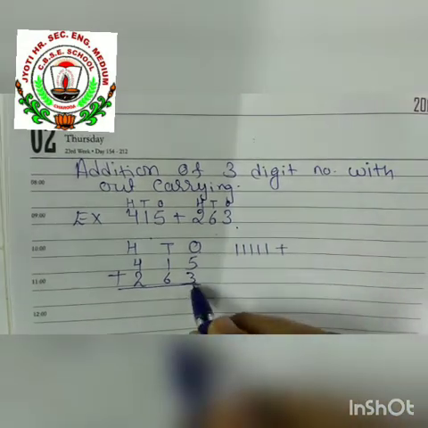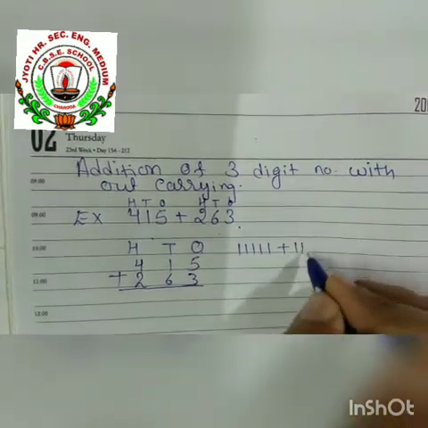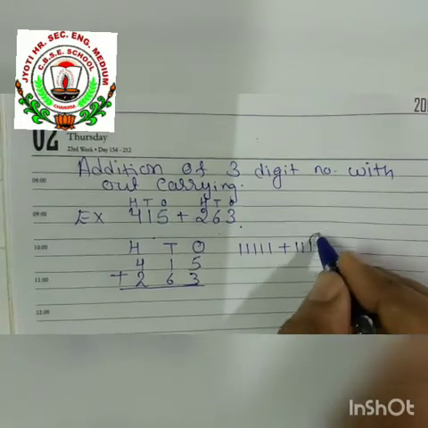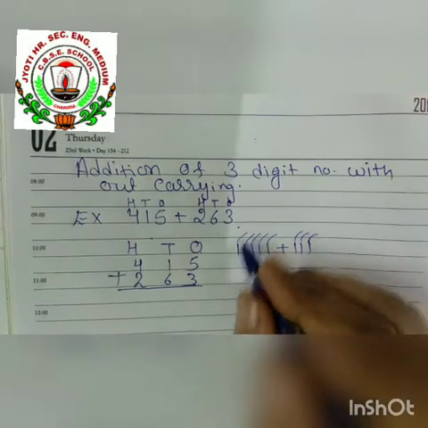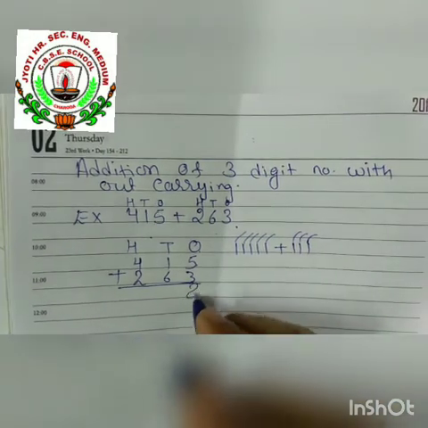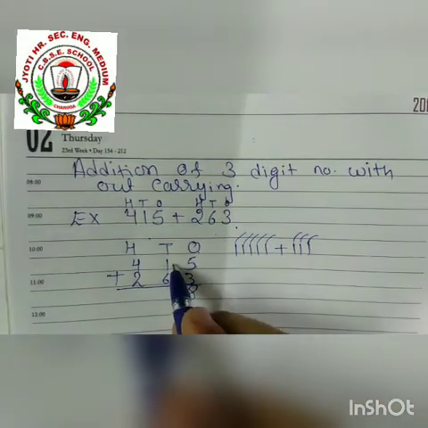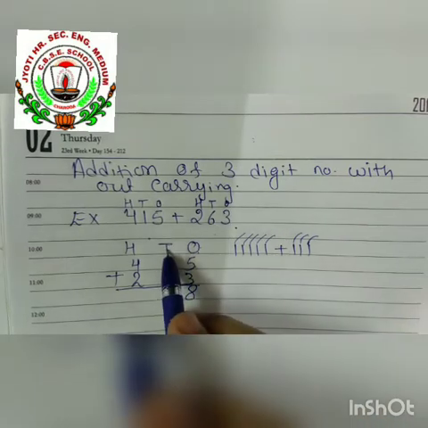Then, how many lines will we draw next? 3. 1, 2, 3. So, we will add together 1, 2, 3, 4, 5, 6, 7, 8. Now, 5 plus 3, how much is it? 8. Now, after the ones place, we will add the tens place.